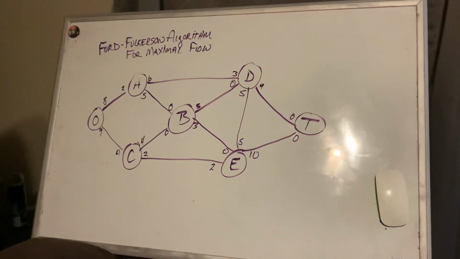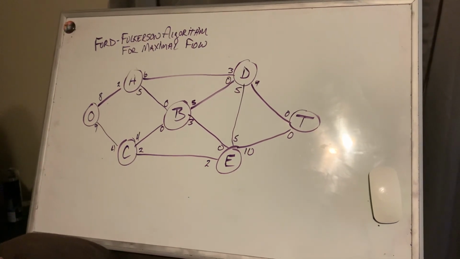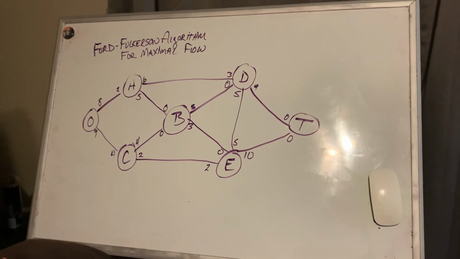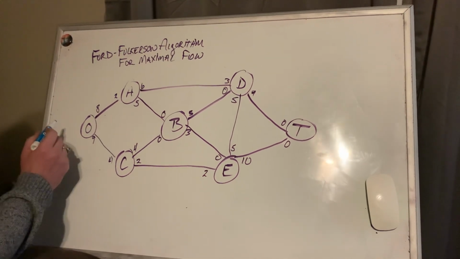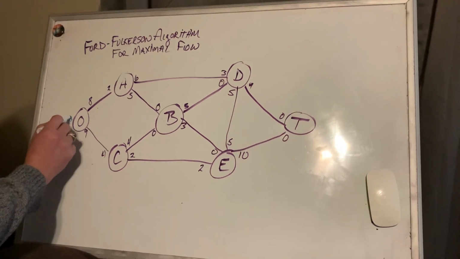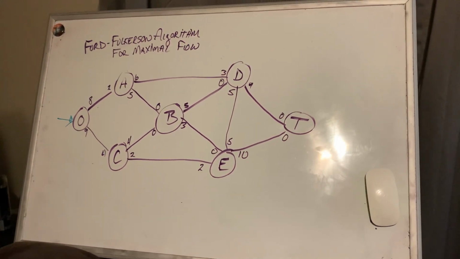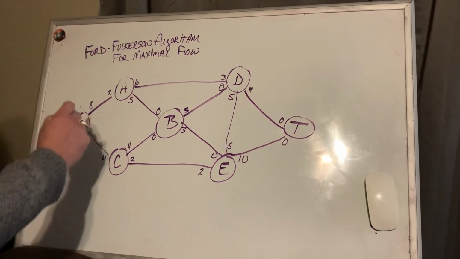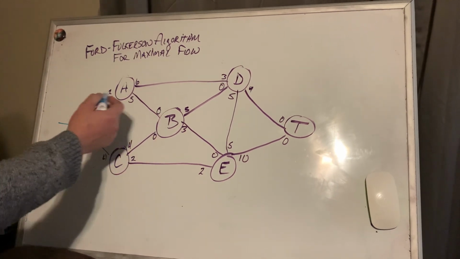All right, guys, so this is the video I said that I would make. It's to explain the Ford-Fulkerson algorithm for maximal flow. Basically, we're trying to get from O to T. We've got a pressurized system. It's best to think about these as a system of pipes that have certain capacities.